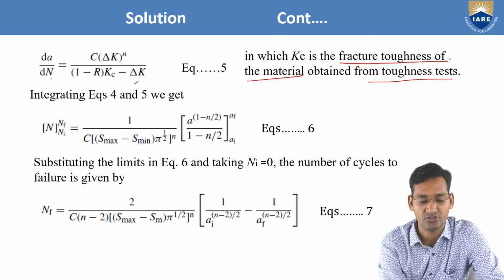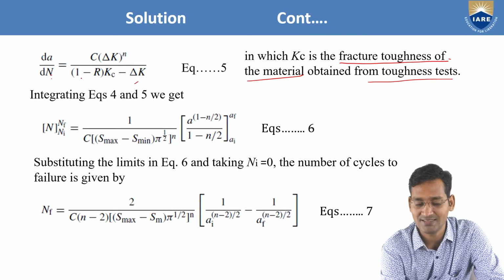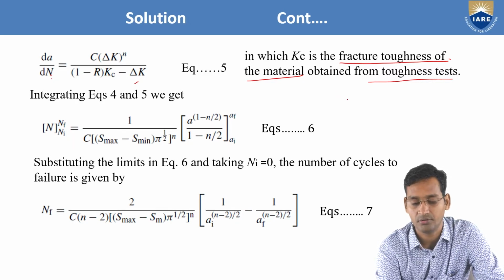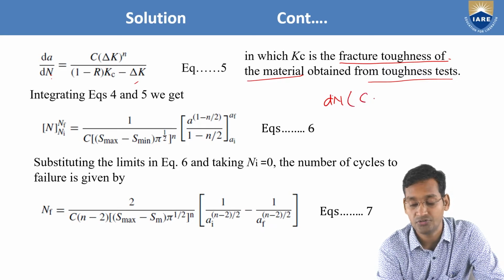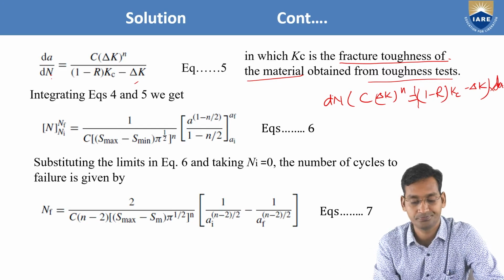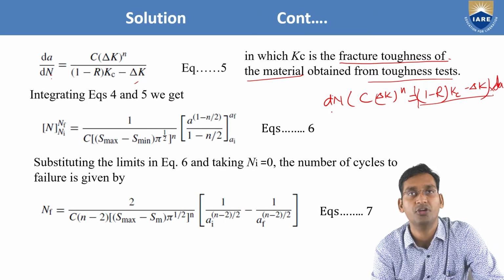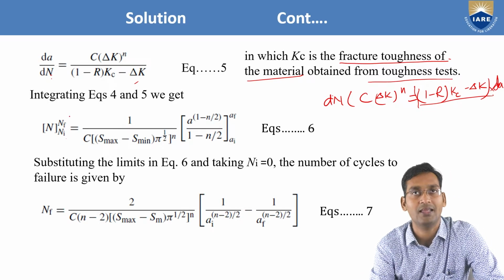Now what we have to do? Just integrate this one. So take cross multiply. So after that, what we will get? We have to find this dN, right? So dN into C delta K power N will be equal to 1 minus R, Kc minus delta K, into dA, right? This we have to integrate on both sides depending upon the limit. So where will we take the limit from? Initial to the final, Ni to Nf.